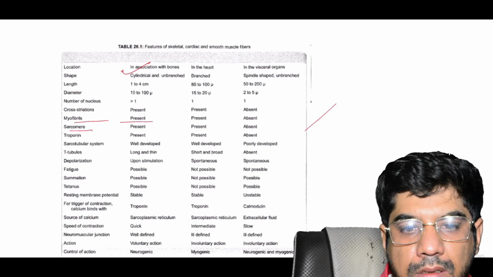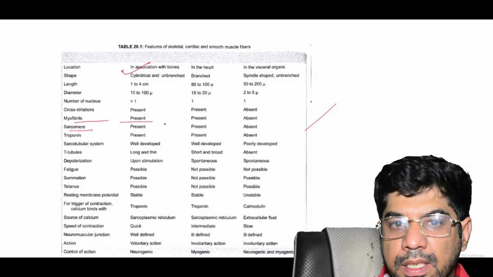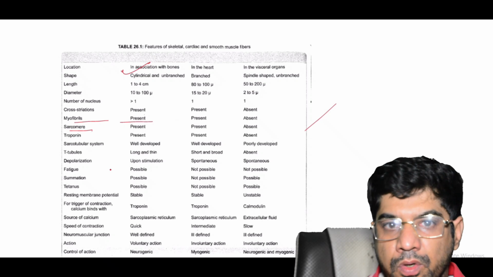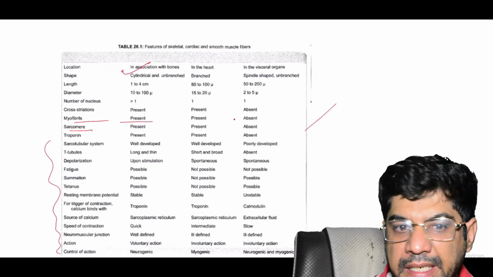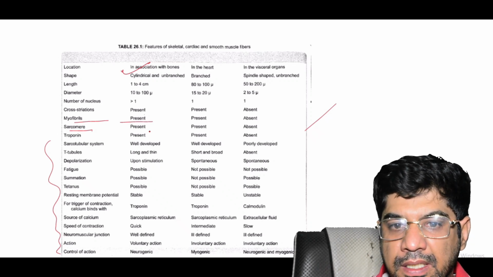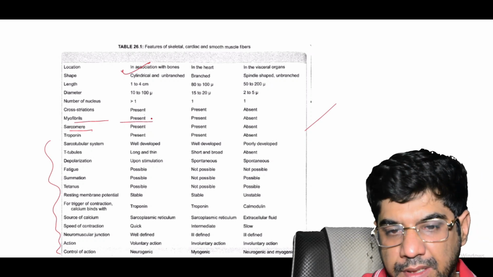So remember all these. The sarcomere is absent in the smooth muscle. The troponin is absent in the smooth muscle. So these are the various differences between these various types of muscles.